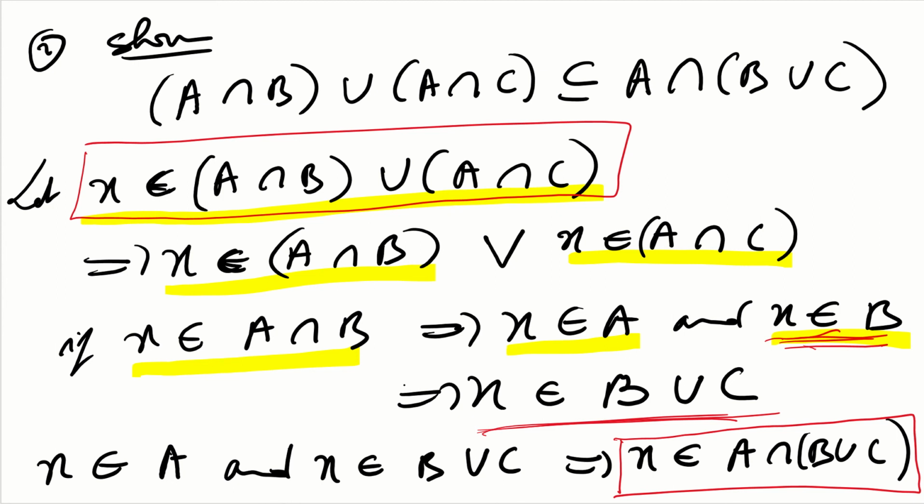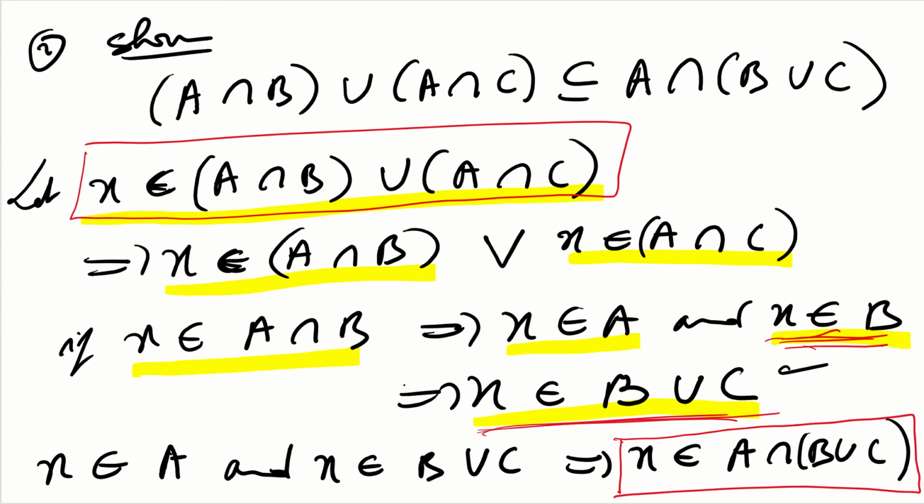So for this case, we get x in B union C, because x is in B, so x can be in B union any set. So that's why we wrote this. Basically, that's why this is true: because x is in B, then x can be in B union any set. So from there we got x in B union C.